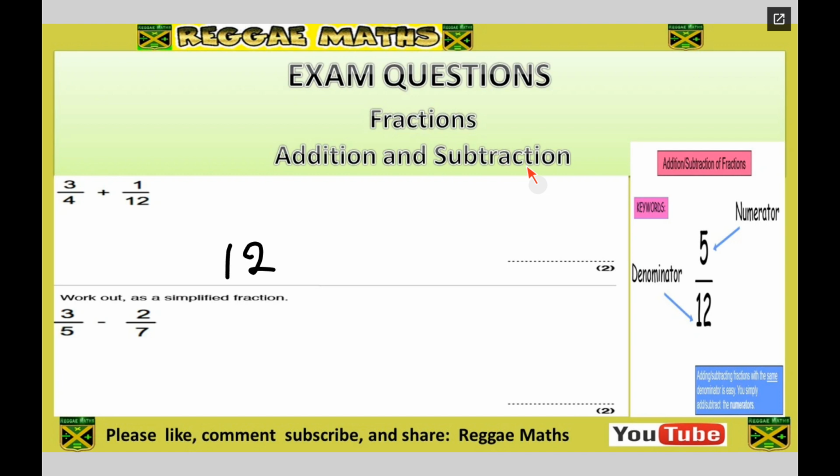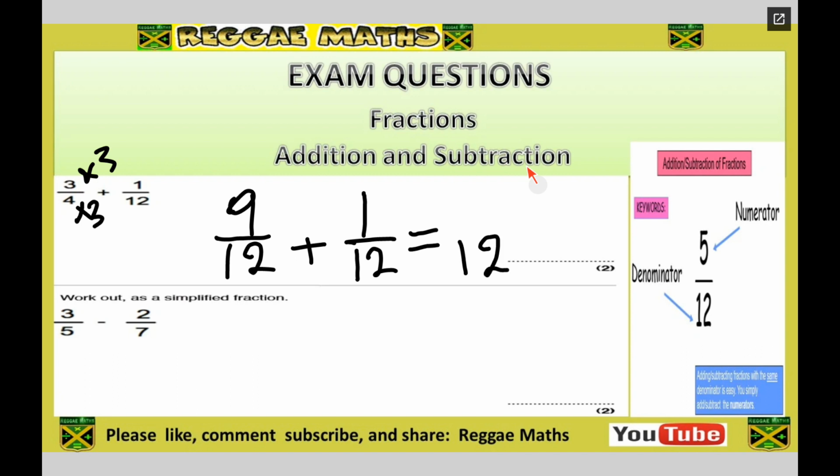So 12 plus 12. Right, so now the question I'm going to ask, what do I need to multiply? I need to multiply 3 times 4. Same thing I do to the bottom, I do to the top. 3 times 3 is 9. Then 1 over 12 remains the same because the denominator is the same. So there you go. So 1 plus 9 is 10.